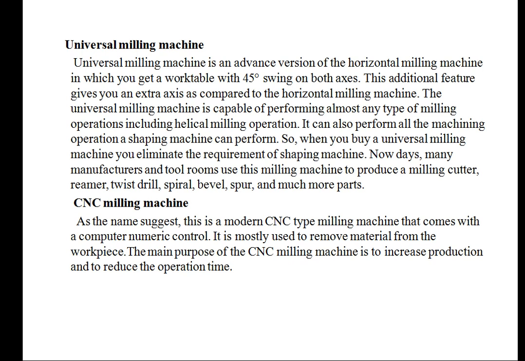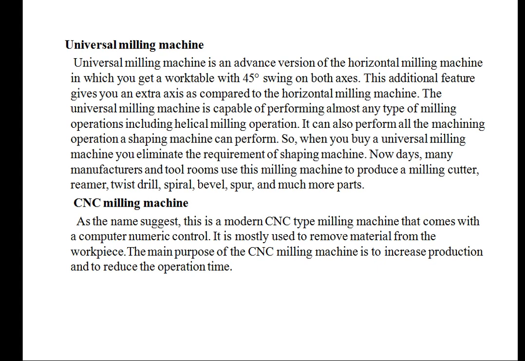Here the universal milling machine is an advanced horizontal milling machine, which has a 45-degree swing on both axes on one table. The additional feature gives an extra axis as compared to the horizontal milling machine. The universal milling machine is capable of performing almost any type of milling operation, including helical milling. It can also perform all the machining operations a shaping machine can perform. So when we buy a universal milling machine, we can eliminate the requirement of the shaping machine.